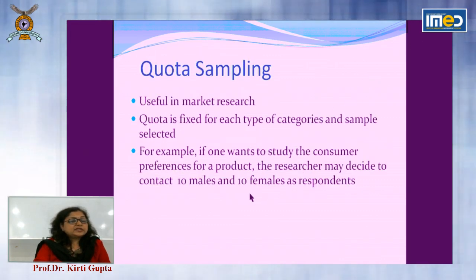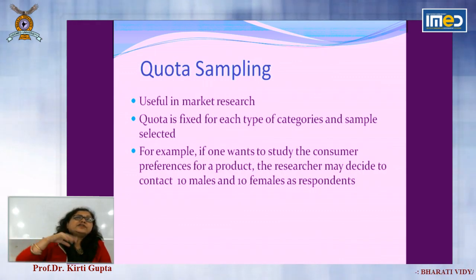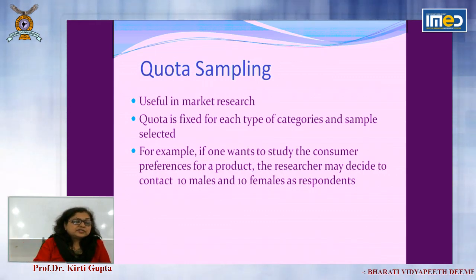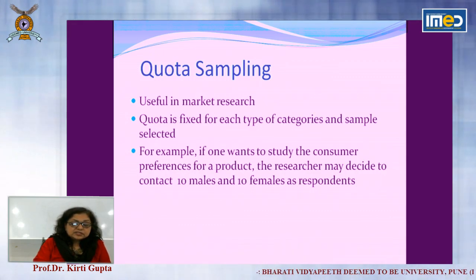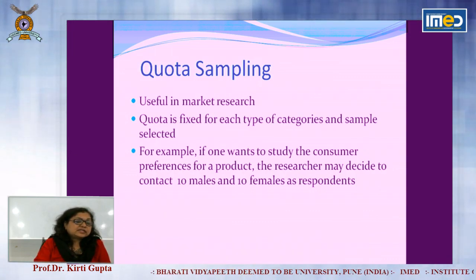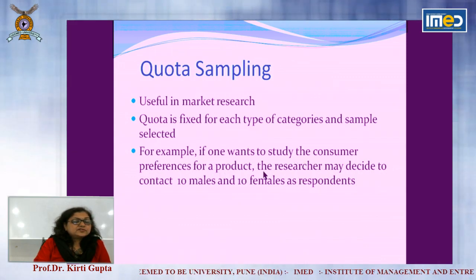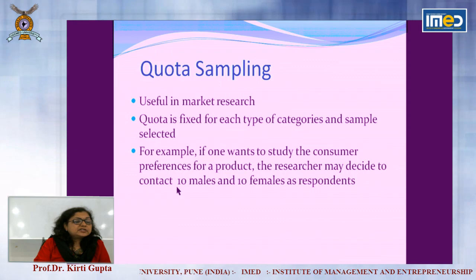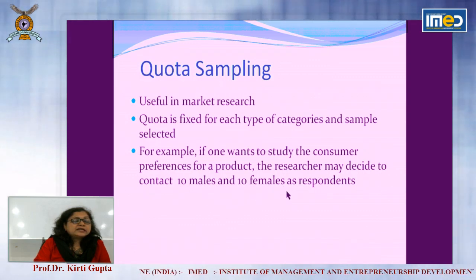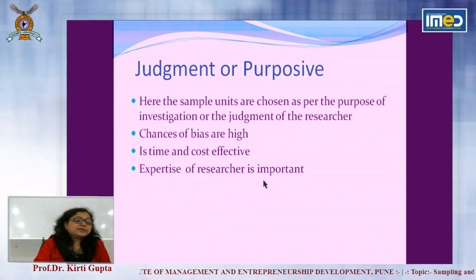Next type of sampling is quota sampling. This type of sampling is useful in market research. So when you are fixing the type of respondents right in the beginning, that time it is known as quota sampling. This is done to ensure that enough representativeness is seen in the sample. For example, if one wants to study the consumer preferences for a product, the researcher may decide to contact 10 males and 10 females as respondents. So here they are using the quota sampling.